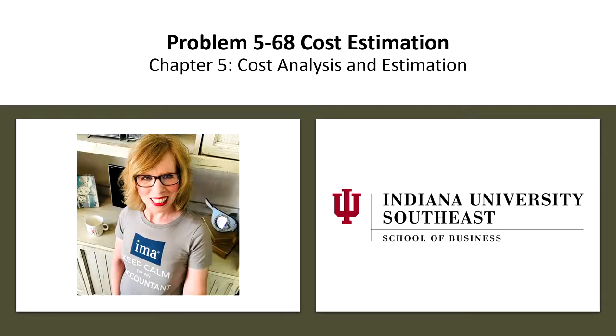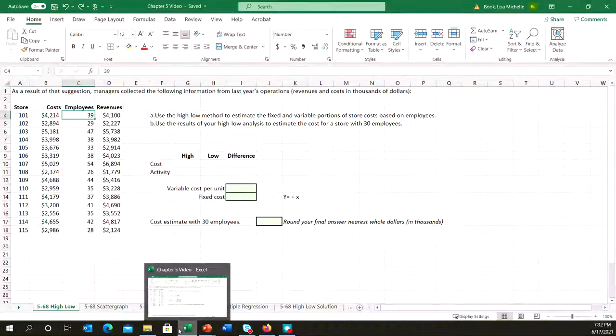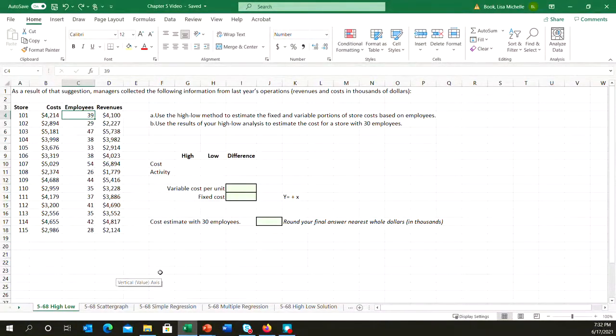In this video, I'm going to demonstrate cost estimation, the high-low method, the scatter graph, and also regression, both simple and multiple regression. And I'm going to use problem 568 as a demonstration. I think it'll be a little bit easier to do this in Excel, so I've just shifted over to my Excel spreadsheet. And ultimately, they're wanting us to predict cost.